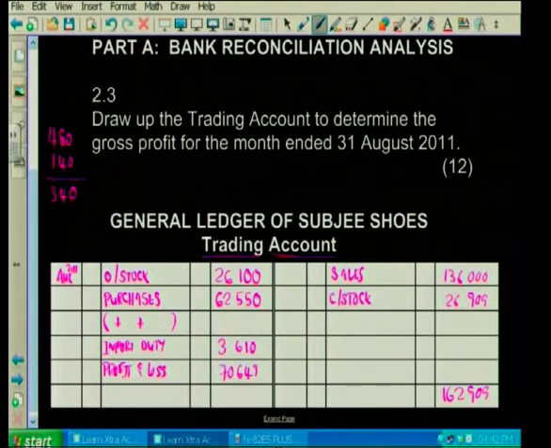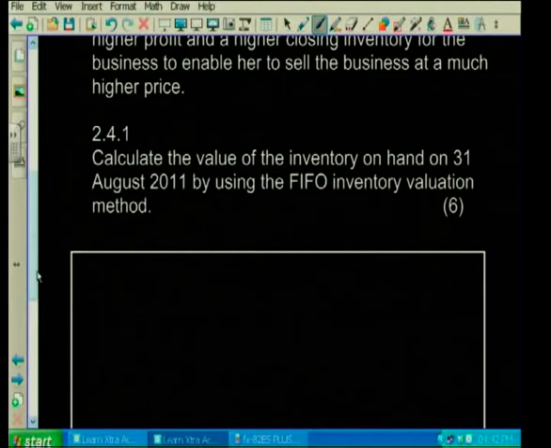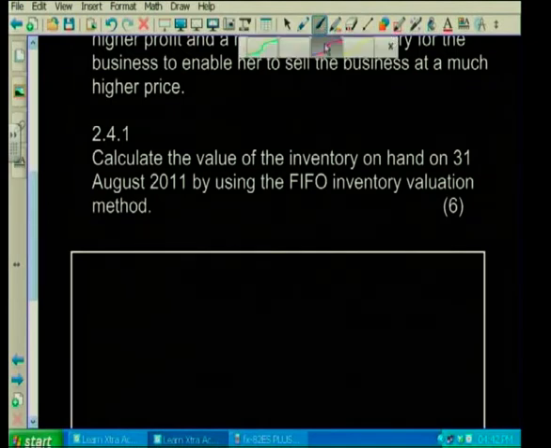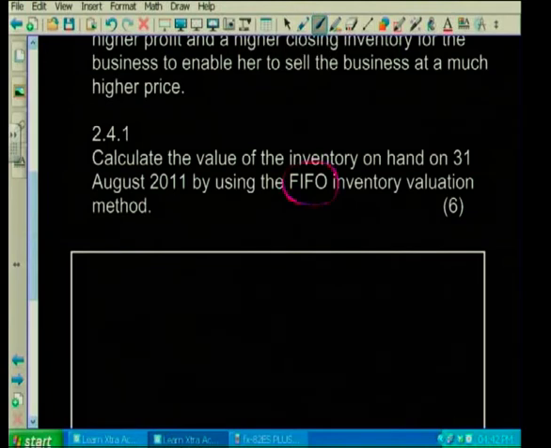And believe it or not, if you get this thing right, it's worth 12 marks. Come on guys, I'm sure you know exactly now how to go about doing a trading account. Understand that most important, we were using periodic inventory. Okay, let's go on. Calculate the value of the inventory on hand on the 31st of August 2011 by using the FIFO inventory valuation method.